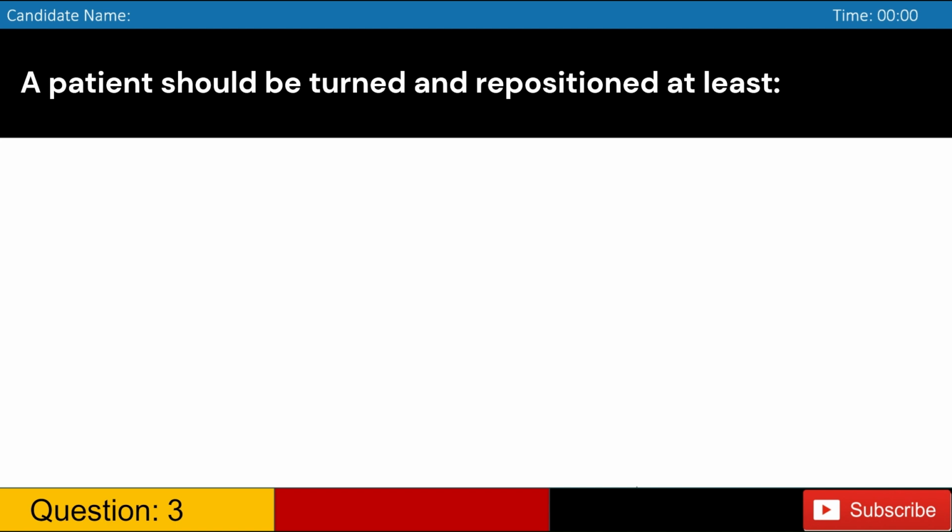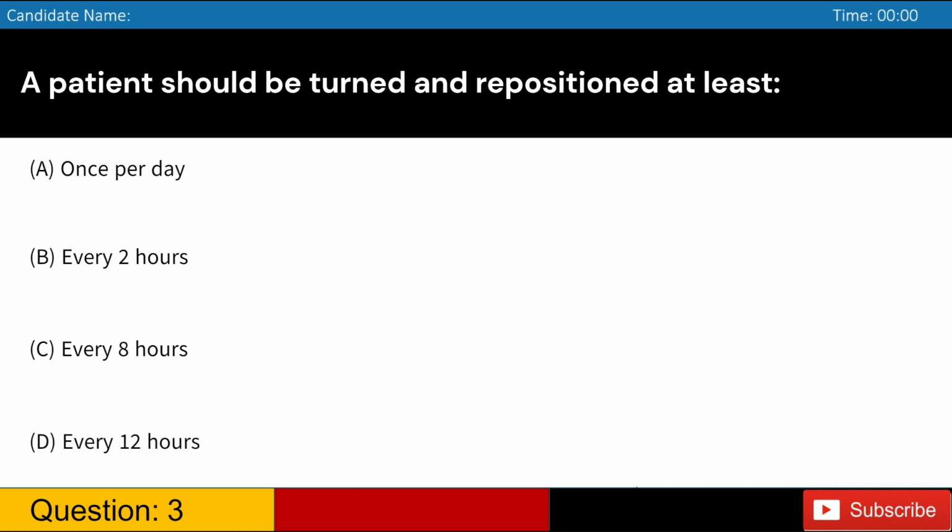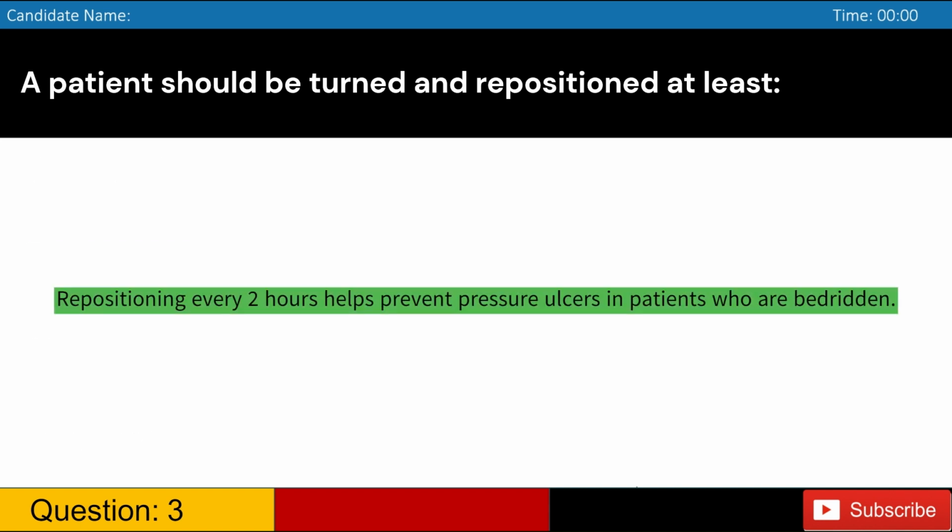A patient should be turned and repositioned at least: A. Once per day. B. Every 2 hours. C. Every 8 hours. D. Every 12 hours. Answer B. Repositioning every 2 hours helps prevent pressure ulcers in patients who are bedridden.